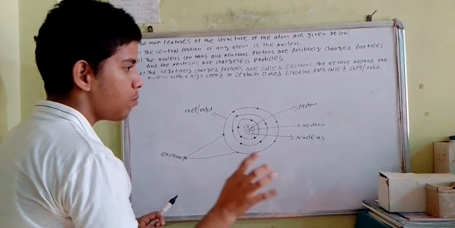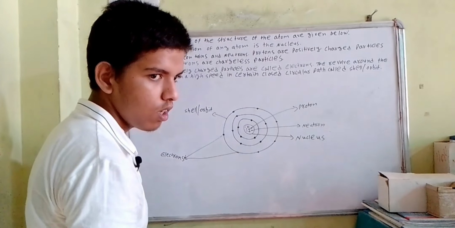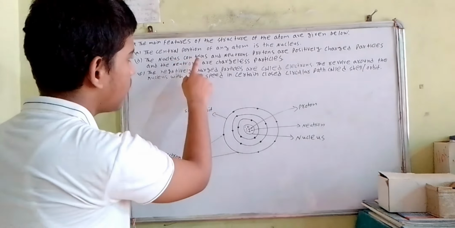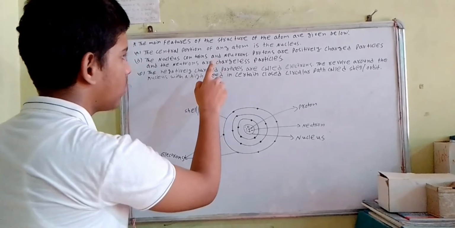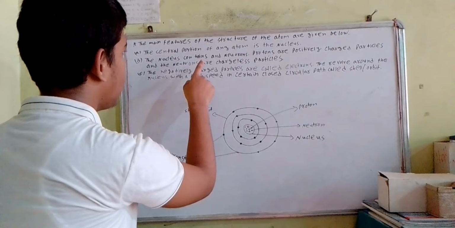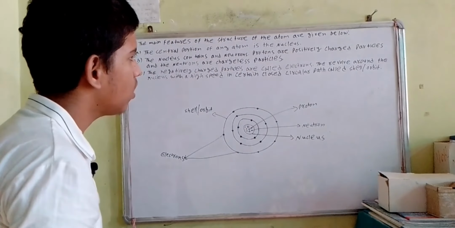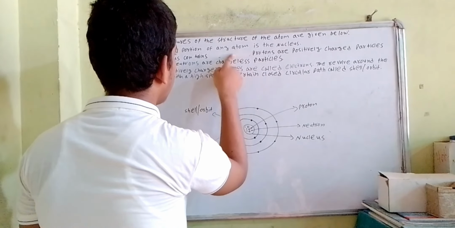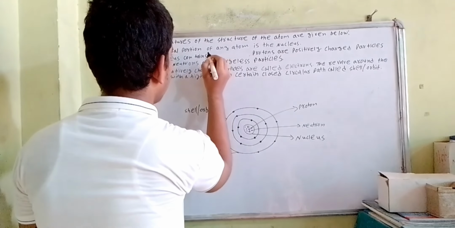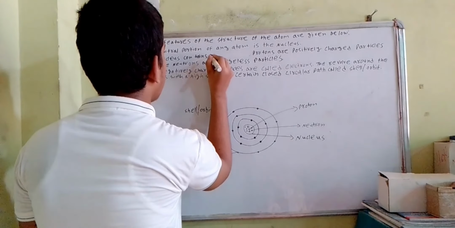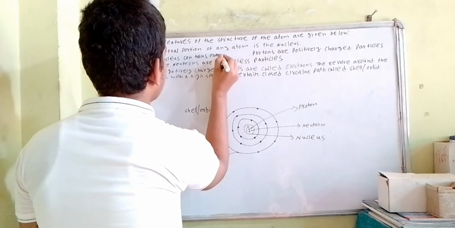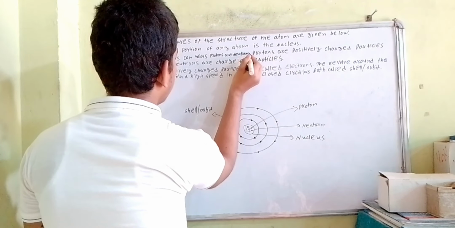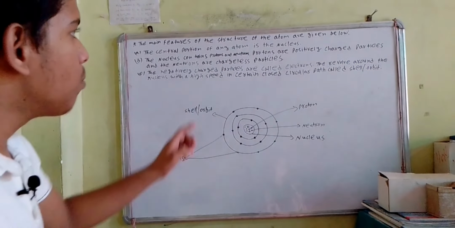So remember the names of all the things. Focus here, and remember, you have to remember the names. The nucleus contains what? Protons and neutrons. The nucleus contains, let me write here, protons and neutrons. So this will be here. The nucleus contains protons and neutrons.